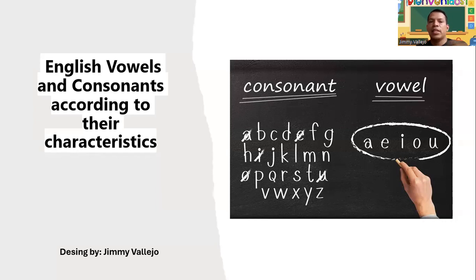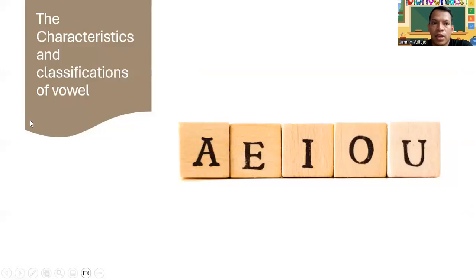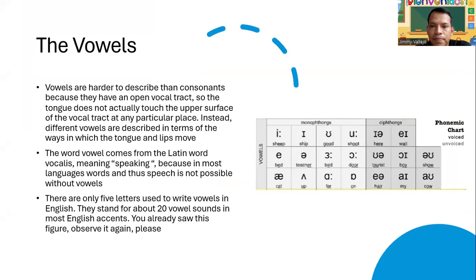Today's topic is about English vowels and consonants according to their characteristics. First, the characteristics and classification of the vowels. We have to know what the vowels are. The word vowel comes from the Latin vocalis, meaning speaking, because in most languages speech is not possible without vowels. There are only 5 letters used to write vowels in English. They stand for 20 vowel sounds in most English accents.